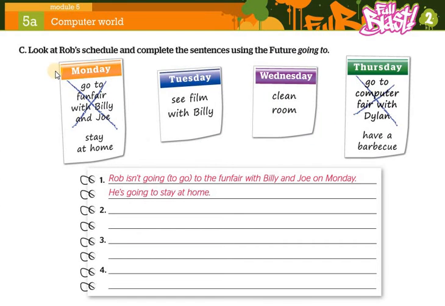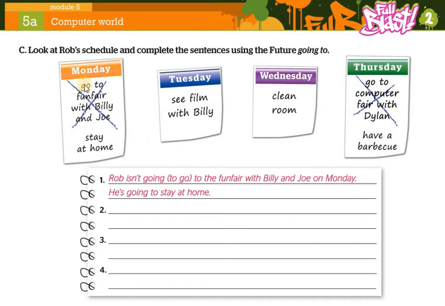Next activity, look at Rob's schedule and complete the sentences using the future going to. So we have four future plans, for example, on Monday, Tuesday, Wednesday, and Thursday. For example, number one, we have Monday. Go to fun fair with Billy and Joe. Stay at home. So this cross means the negative form of go to.